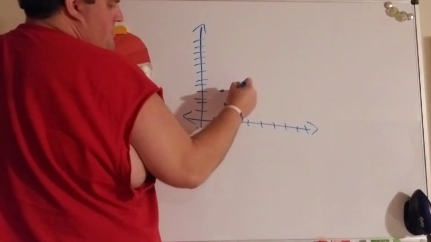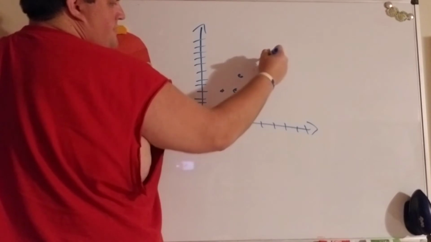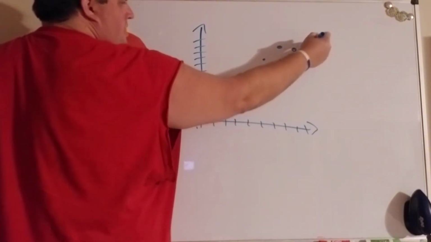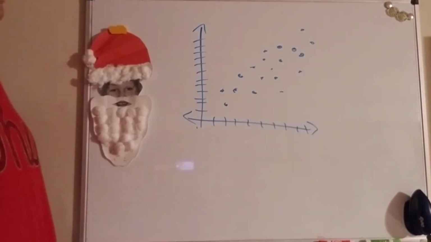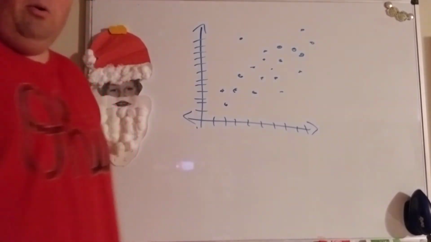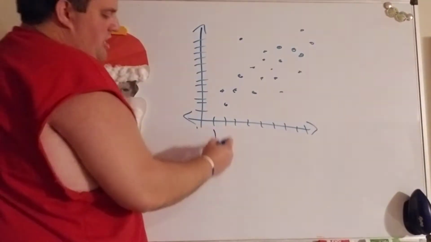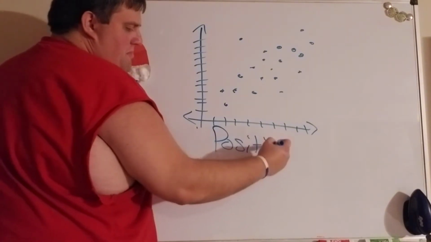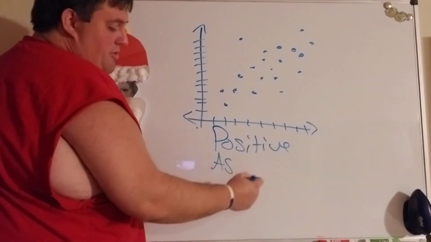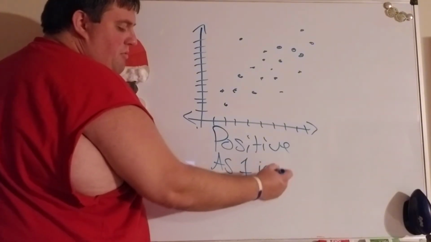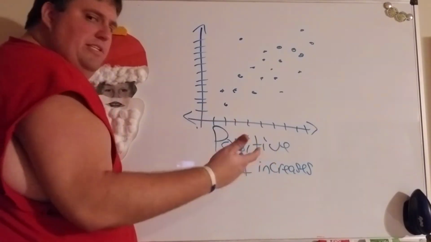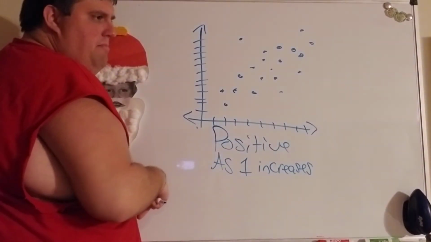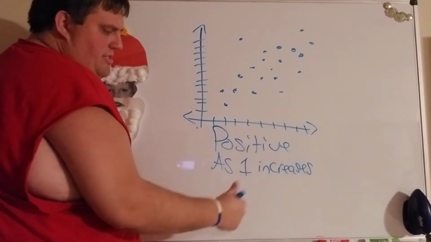So we would have something like some dots going on. Something like that, maybe. So this would be a positive relationship, which means as one increases, the other also increases. Now notice that both of those times I mentioned that as they increase, I always think of it as if they increase. Because if they decrease, then they can also increase.